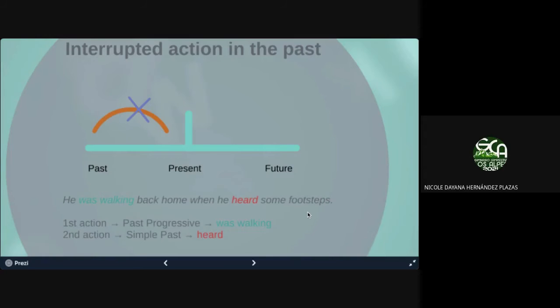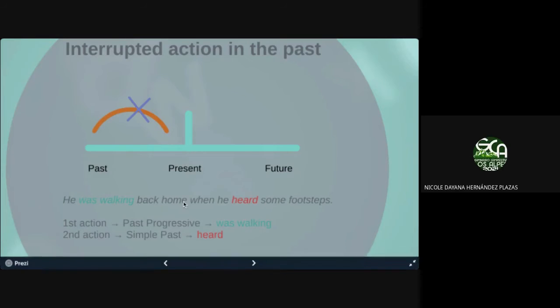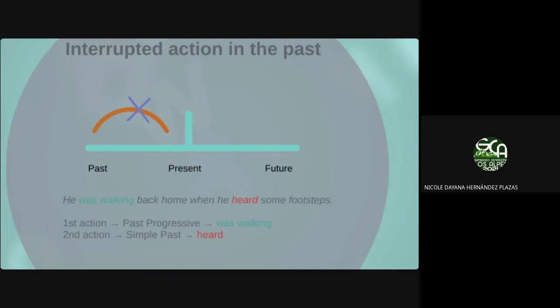So let me ask you guys, from these two actions, what is the action that is interrupted? De estas dos, ¿cuál es la acción que es interrumpida? Tell me. What do you say? The fact that he was walking or the fact that he heard something? What's the action that is interrupted? He was walking. That's it, Cami.